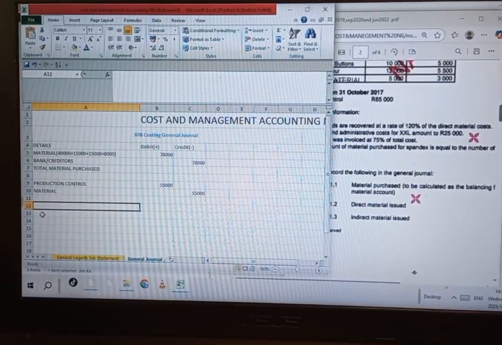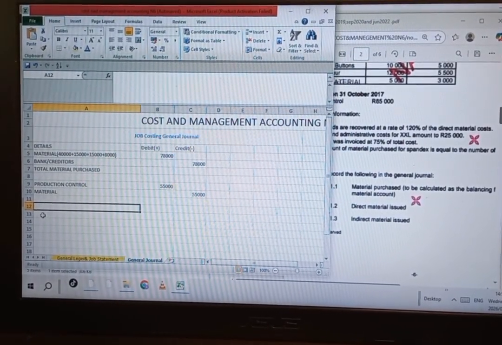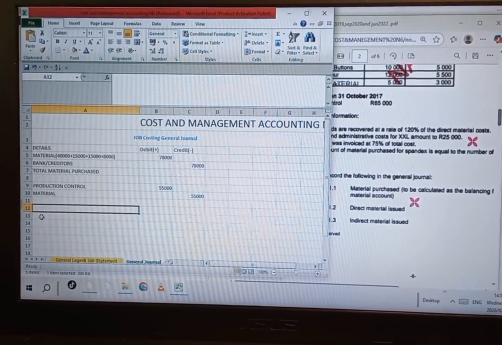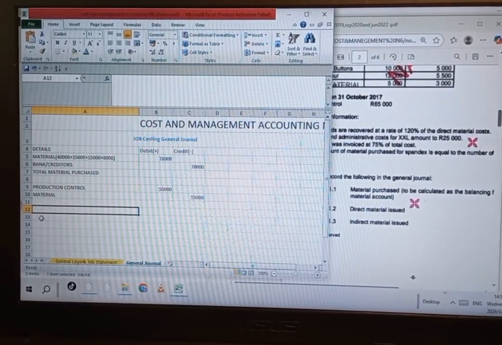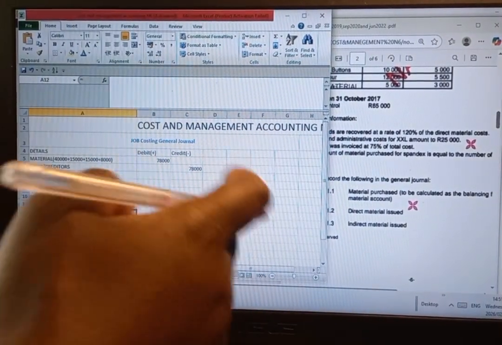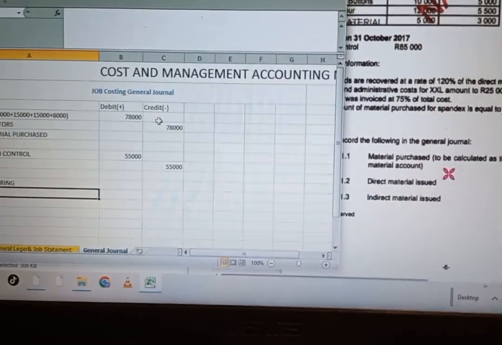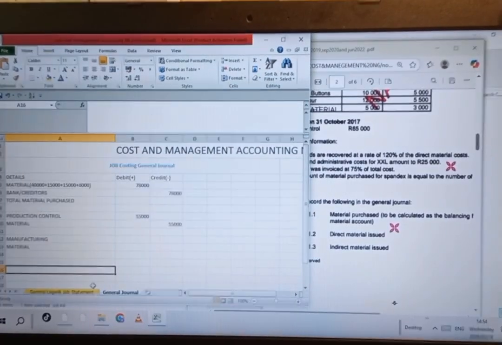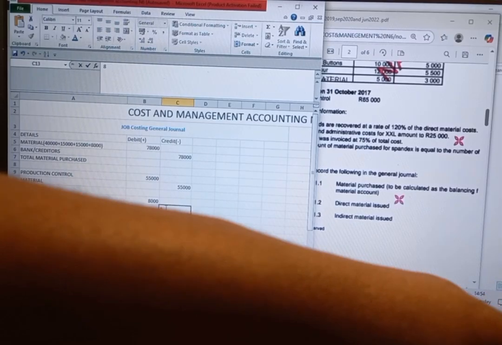In cost and management accounting, guys, I even explained this in my first video, when we were preparing general ledgers, that indirect always affects the manufacturing overheads account, not production. In production, only the direct expenses occur. So the account that will be debited is manufacturing, and the account that will be credited is material. Our indirect material is 8,000, so we debit 8,000, and also we credit 8,000.